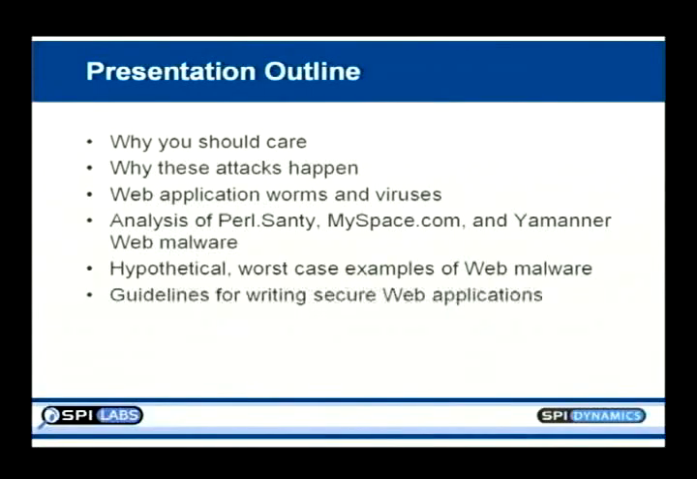So why should you care about all this? We're going to talk about that. We're going to see why exactly these attacks against web apps happen. We're going to specifically discuss the web application worms and viruses. We're going to do a detailed analysis of Perl.santy, the SAMI worm, and the Yahoo Yamana worm that hit in June of this year. We're going to say, all right, so SAMI, Yamana, these things are neat and cool. Hypothetically, what's the worst thing somebody could do with these things? Because it's always good to sit around and think about how to be evil while you're thinking about how to be good. And finally, I'm going to go through some quick guidelines about how you can actually write a secured web app.